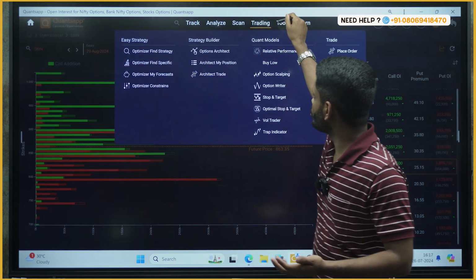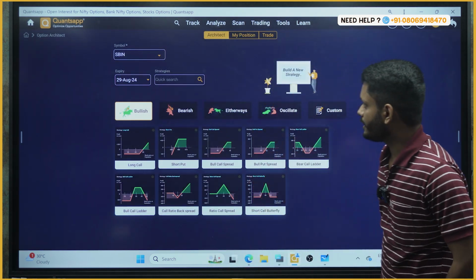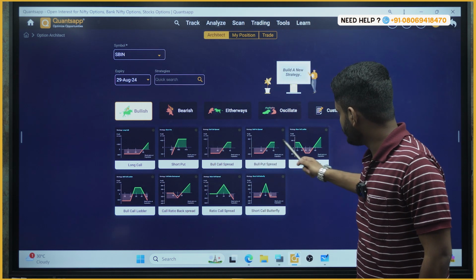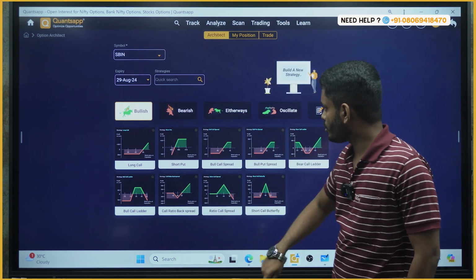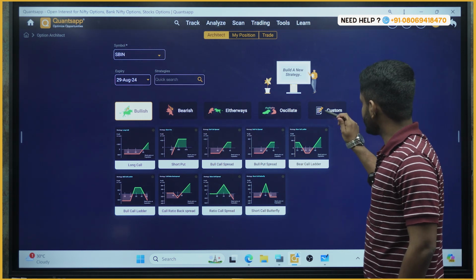So for that, let me go to trading, and under strategy builder, I am selecting option architect. Okay, so here if you see, if you are bullish on say XYZ stock, it will give you n number of strategies, whichever you want to choose. But what I want to do is I want to customize the strategy, so I'll go to custom.